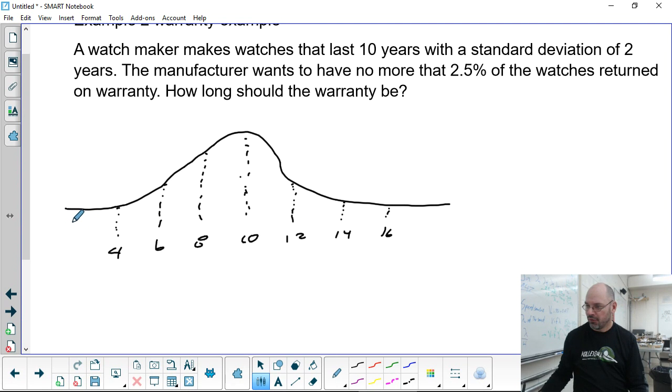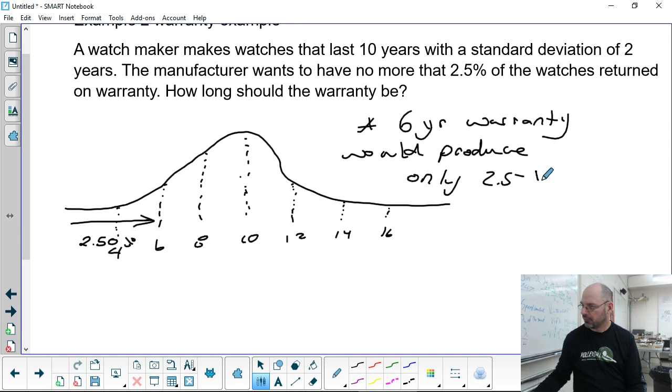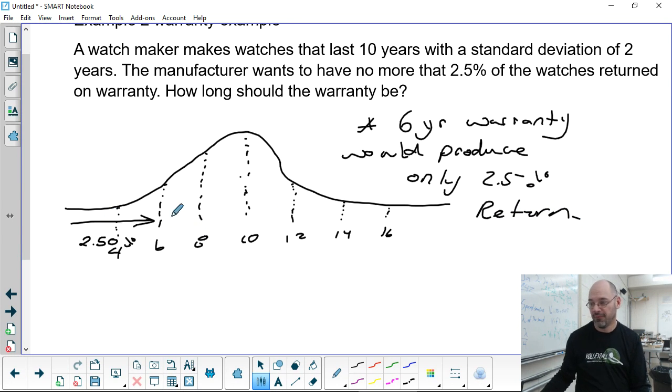So 2.5%, the ones that don't last long enough. So 2.5% would be up to here. Remember, this is 2.35, and this would be 2.5%. So this is the ones that only last less than 4, less than 6. So therefore, if they were to have a 6-year warranty, it would produce only 2.5% return. Okay, and if it was an 8-year warranty, then you got this extra 13.5%. If it was a 10-year warranty, well, you're going to be returning half your stuff on warranty.